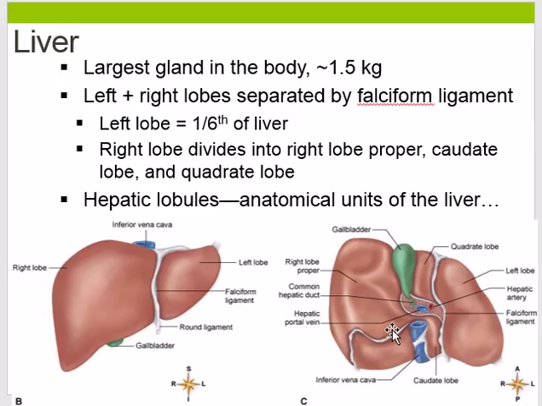Now going back to this image here, the right lobe can be further divided into 3 lobes, and the lobes that you have to be aware of are the right lobe proper, the caudate lobe, and the quadrate lobe.